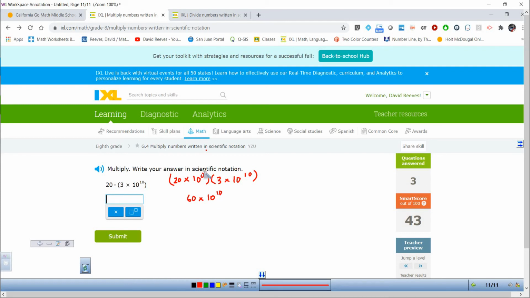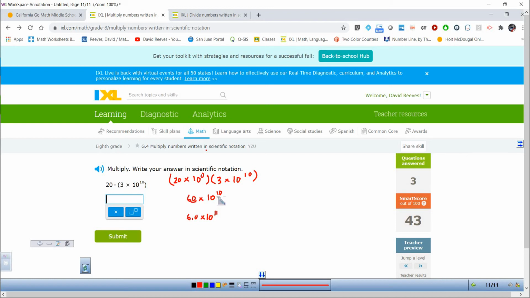But we're not going to write that because it says right here to write our answers in scientific notation. So I need to take that 60 and change it to a 6, right? Which means I made this 10 times smaller. So this one must get 10 times bigger. And what is 10 times bigger than 10 to the 10th? 10 to the 11th, okay?